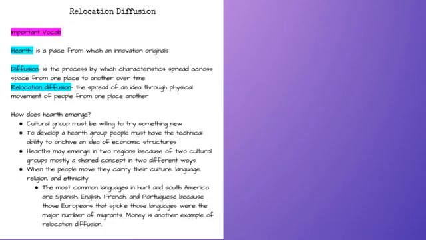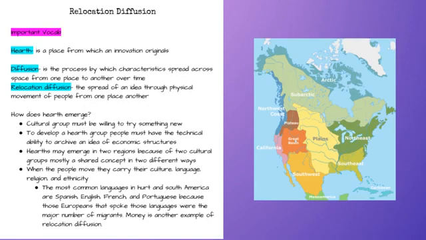Relocation diffusion. Some important vocab for this section is hearth, a place in which an innovation originates. Diffusion is the process by which characteristics spread across space from one place to another over time. And relocation diffusion is the spread of an idea through physical movement of people from one place to another.